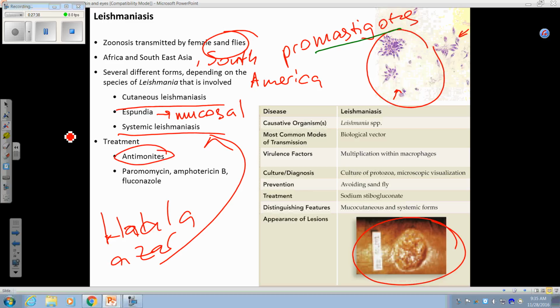So antimonials, which is highlighted here, sodium stibogluconate. It's pretty much a compound that contains antimony. As you can imagine, antimony is chemically related to lead. So you can imagine that sodium stibogluconate is extremely toxic. Effective, but toxic. Less toxic treatments include amphotericin B and fluconazole, which, as you may remember, are antifungal drugs.